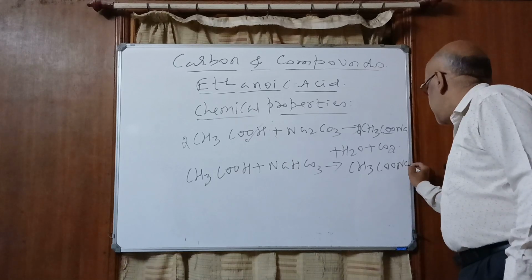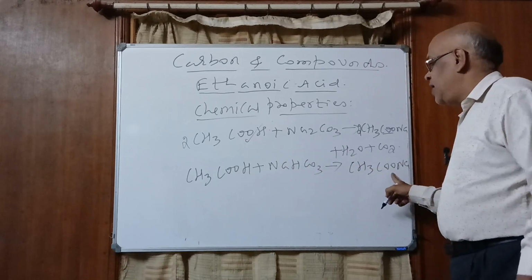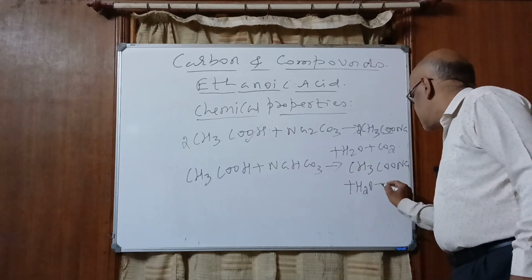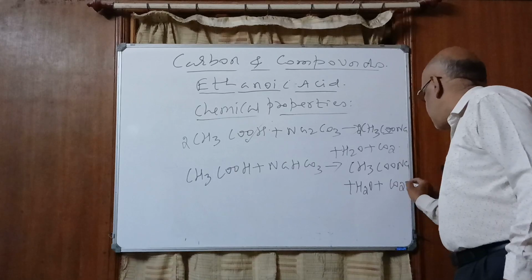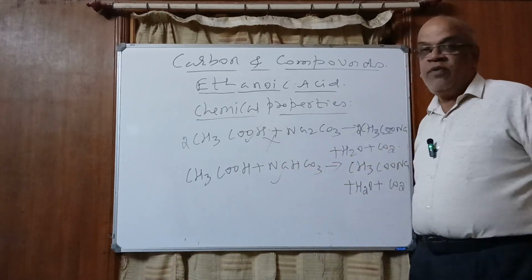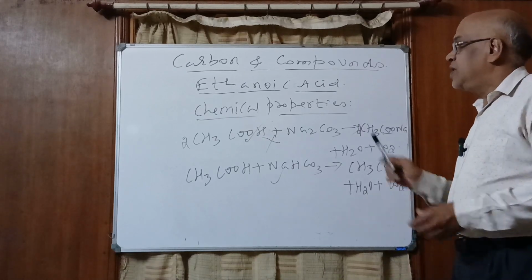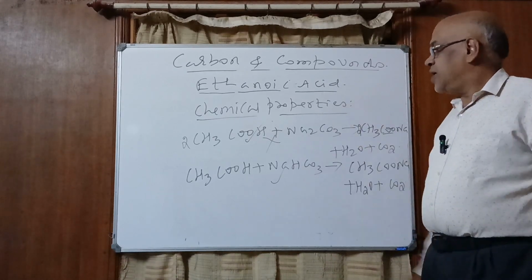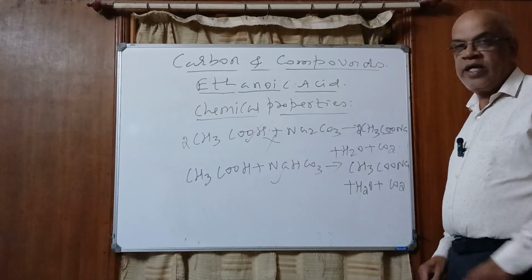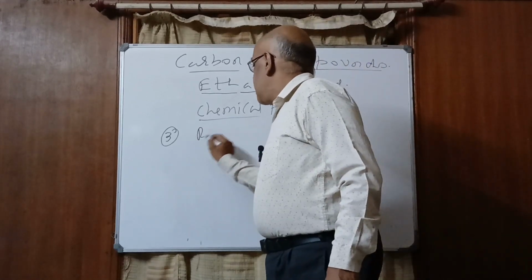CH3COOH, Na, Na balanced, CH3COOH balanced, then H2O plus water. See children, this is an example of a balanced chemical reaction. This is an example of an unbalanced chemical reaction. So this is the reaction of ethanoic acid with sodium carbonate as well as sodium hydrogen carbonate. Next reaction, children.